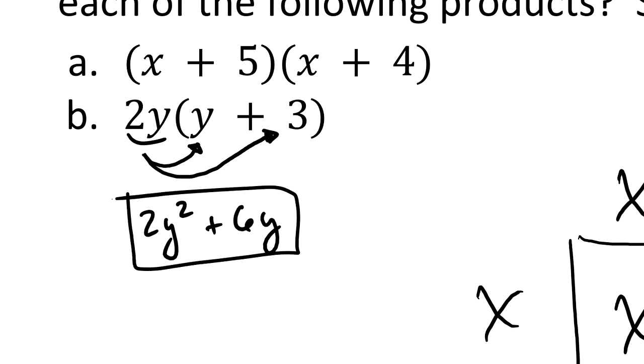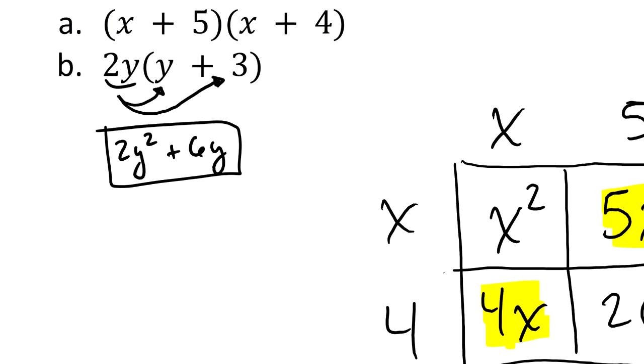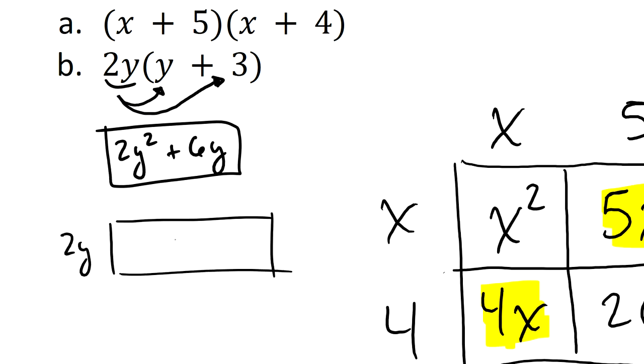And you could show this with a generic area model as well. It's not as critical here. But when you get a 3 by 3 or a 4 by 3 or other things, it's more important. But you could definitely show this. It's a monomial 2y that's being multiplied by the binomial y plus 3. So you could use that model as well.